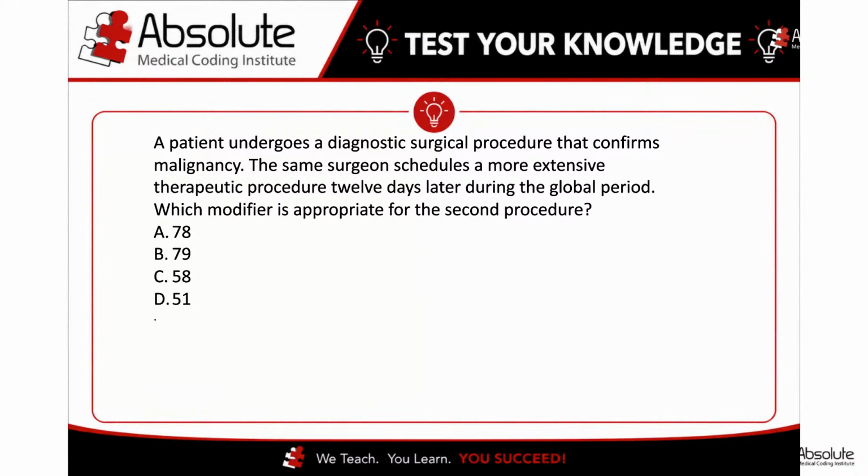Which modifier is appropriate for the second procedure? A, 78, B, 79, C, 58, or D, 51? A patient undergoes a diagnostic surgical procedure that confirms malignancy. The same surgeon schedules a more extensive therapeutic procedure 12 days later during the global period. What say you? Go ahead, type your answers in the chat.